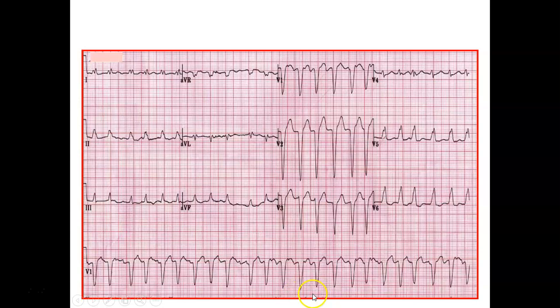Look at this ECG. Again, this is wide complex tachycardia, but this seems to be irregular. You see the RR interval is variable. So it is difficult to get SVT with this irregularity. So probably this is atrial fibrillation with left bundle branch block. We have the findings of the left bundle branch block.